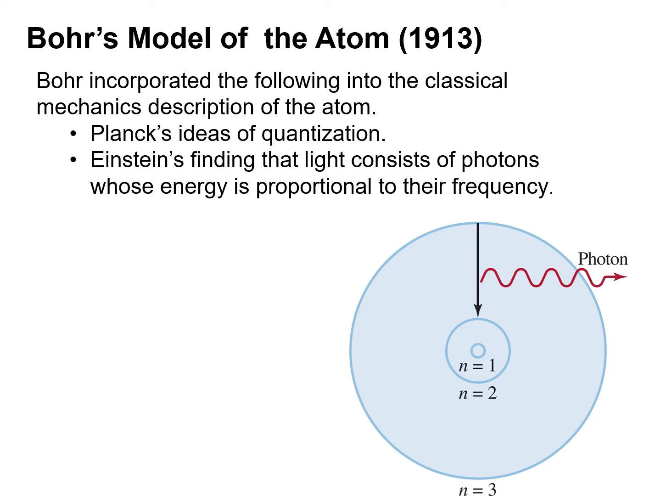So Bohr said, okay, I'm going to try to bring together some of the ideas of classical physics, but I'm going to combine them with the ideas of quantization, and the findings that, as you recall, we said the energy of a photon equals Planck's constant times the frequency. So the idea that the energy of a photon, and now by extension the electron, is proportional to its frequency.